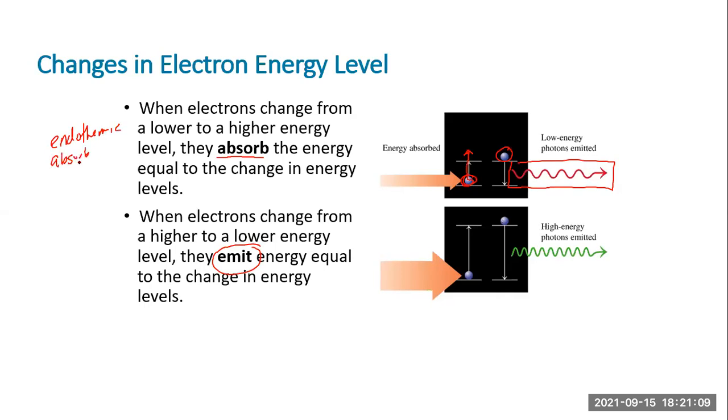Absorb energy. When electrons go from a higher energy level to a lower energy level, they have to release that energy. And that's what is referred to as being an exothermic process, where you release energy. And again, what you might observe depends on the wavelength of that energy that's being released.